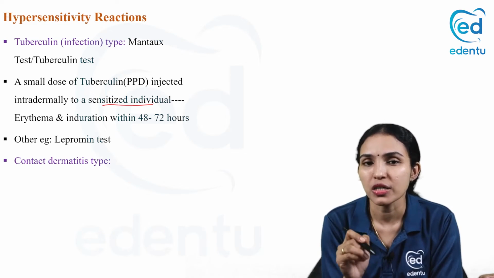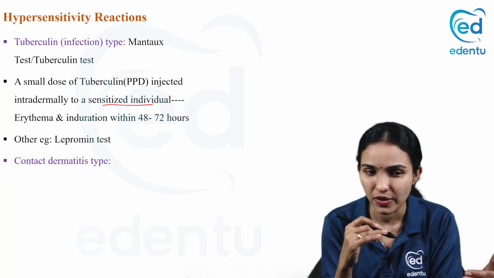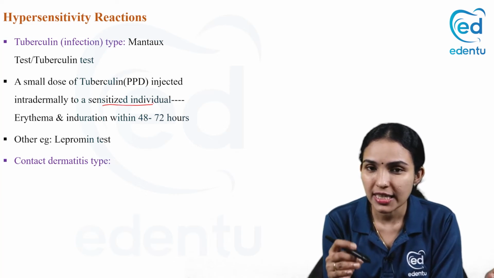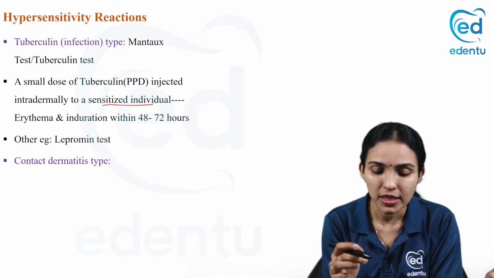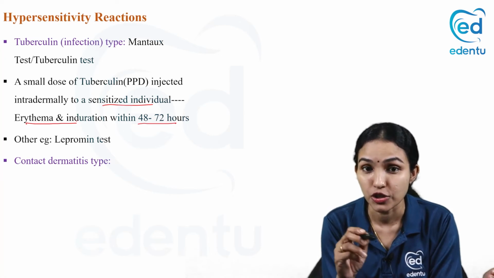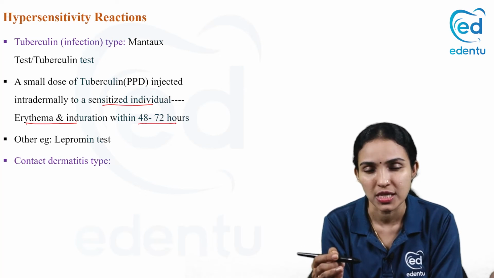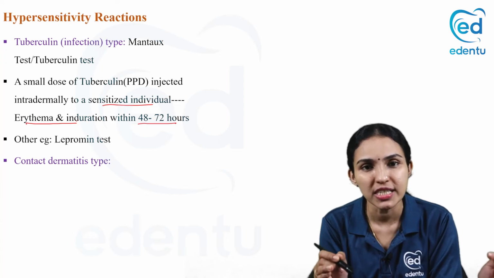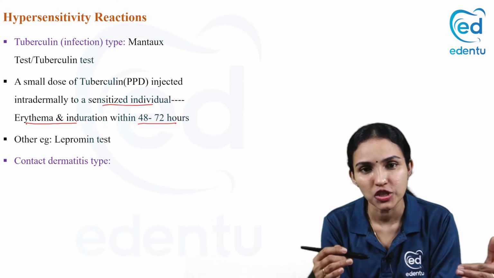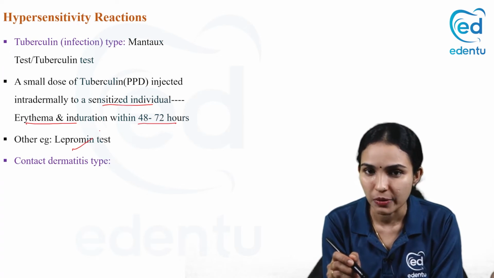Suppose that person is already exposed to a TB infection, or is having a very mild latent TB, or is vaccinated with BCG vaccine. In that case, if you inject this tuberculin antigen, 48 to 72 hours later, at the site of injection, they will develop an erythema and induration more than 10 millimeter in size. That you consider as a positive tuberculin test. When the tuberculin test is positive, what it indicates is the person is already exposed to TB bacilli. It can be in the form of infection or in the form of vaccination. Another example is the lepromin test, which you do for leprosy.